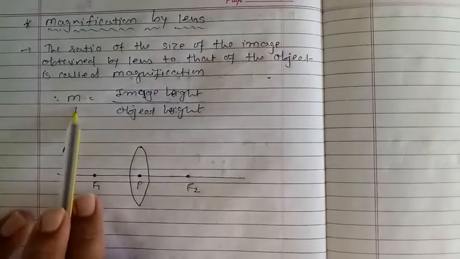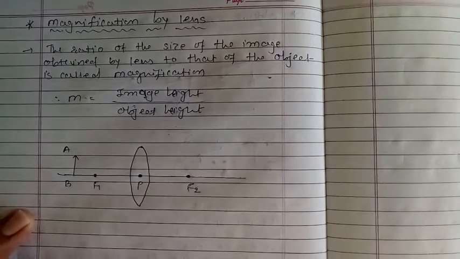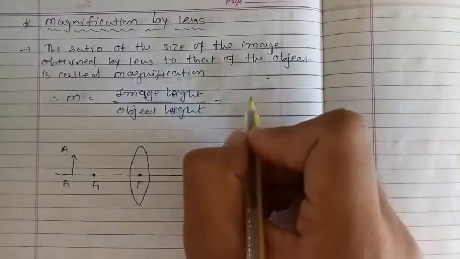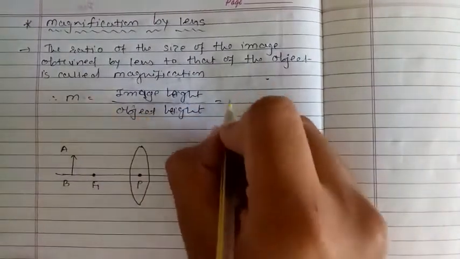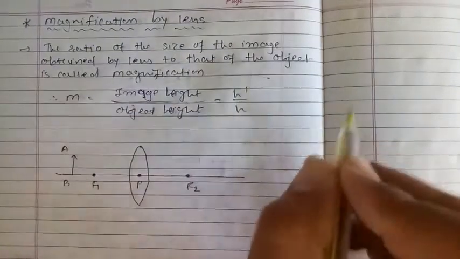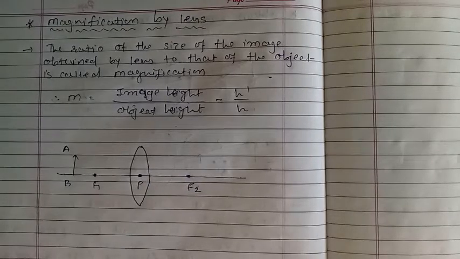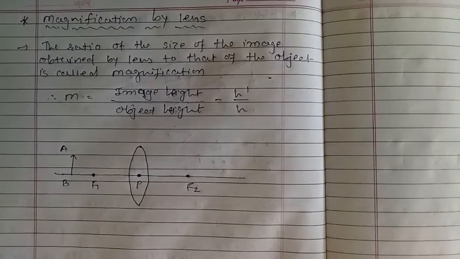So we can write that magnification m is equal to image height upon object height. If we assume image height h dash and object height h, then we can say that m is equal to h dash upon h, right? Because we already know that object height is denoted by h and image height is denoted by h dash, then magnification m is equal to h dash by h.